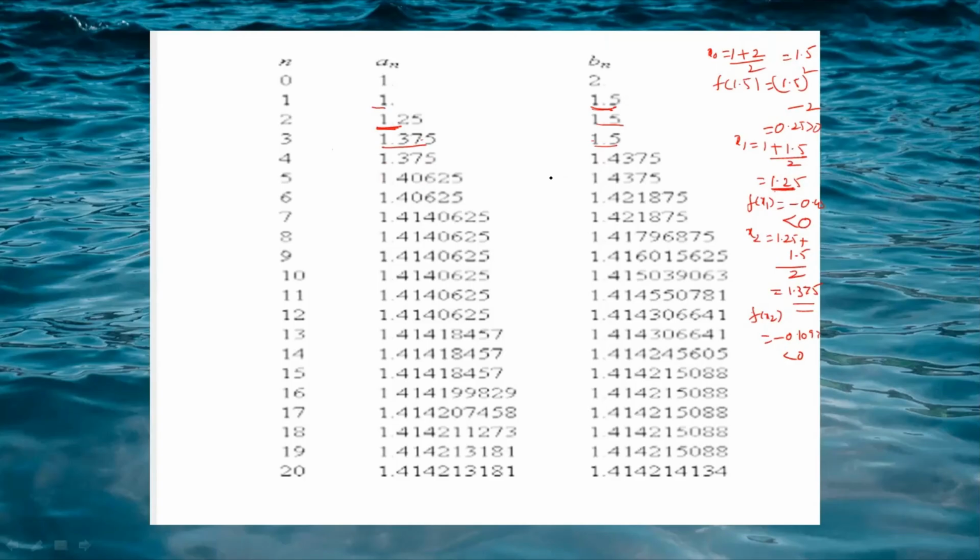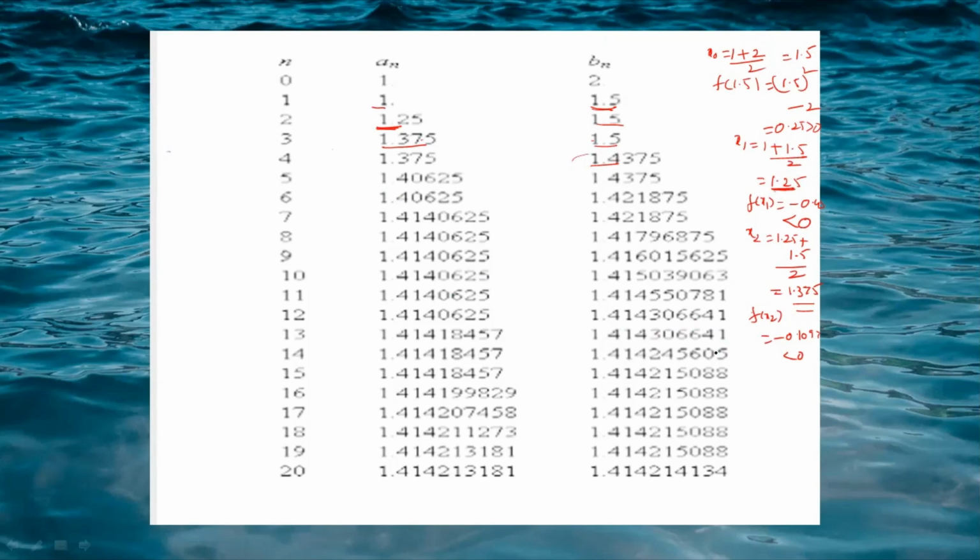1.375 plus 1.5 divided by 2. You get 1.375 plus 1.5 divided by 2. You will get 1.4375, this value. So what is f of 1.4375? 1.4375 squared minus 2 is 0.06, you got a positive value.